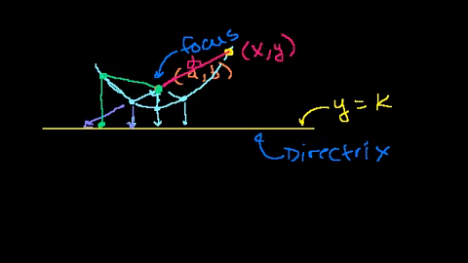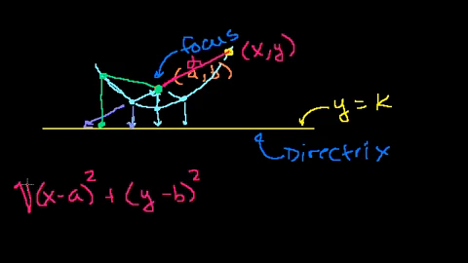d1. Well, we just use the distance formula. It's x minus the x coordinate of the focus. So it's x minus a squared. So the difference in the x's squared, plus the difference in the y's squared, y minus b squared, the square root of that. So this is the distance to the focus. So I'll call that d1. That's this distance right there.